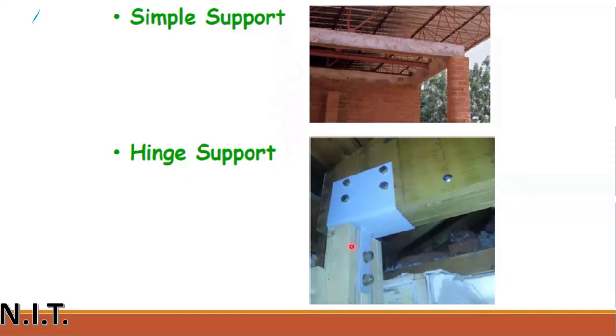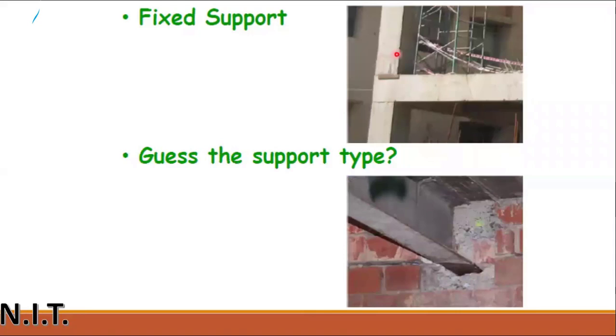Hinge support, you can see this type of support is an example of hinge support. This is an example of fixed support. So the same thing, I guess Mr. Fario, give me the answer. This type of support is also a fixed support.